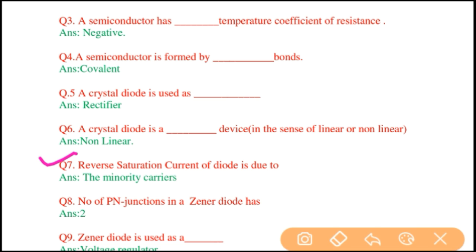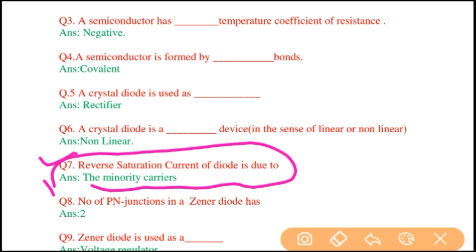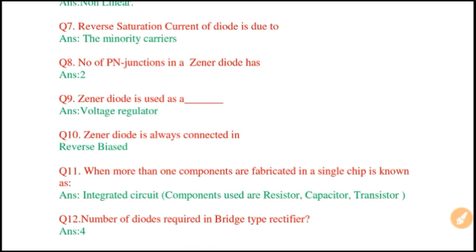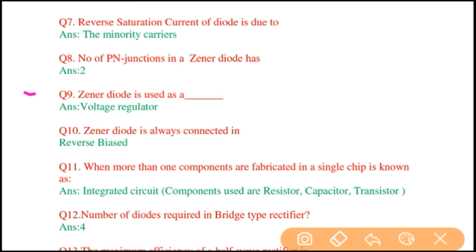The next question: reverse saturation current of a diode is due to the minority charge carrier. We have two types of charge carrier: one is the minority charge carrier and the other is the majority charge carrier. In the next question, question 8, the number of PN junctions in a Zener diode: 2 PN junctions are in there. In the next question, a Zener diode is used as a voltage regulator.